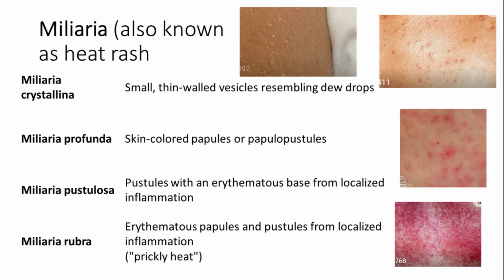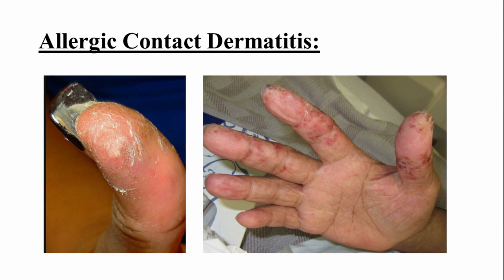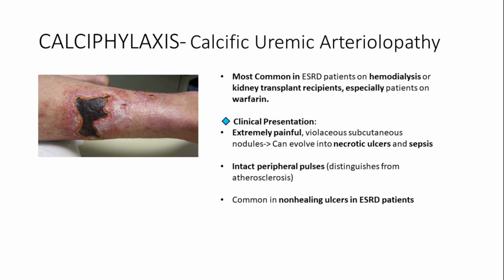Miliaria, or heat rash, presents in different forms, from small vesicles to erythematous papules, often due to blocked sweat ducts. Allergic contact dermatitis results from skin contact with allergens, causing inflammation and irritation. Calciphylaxis is a painful condition in ESRD patients, characterized by calcific uremic arteriolopathy, often requiring aggressive treatment.